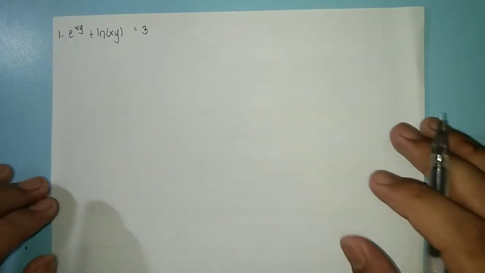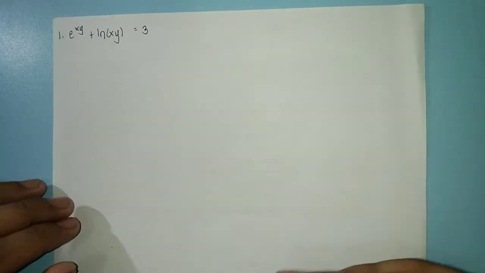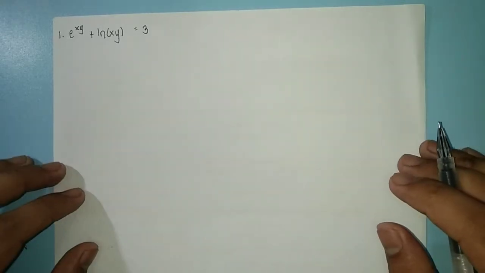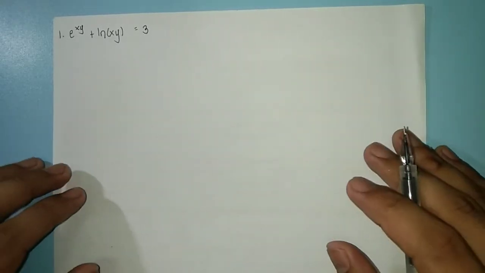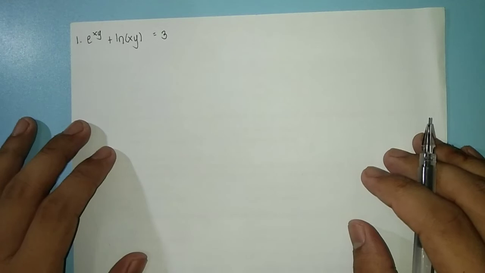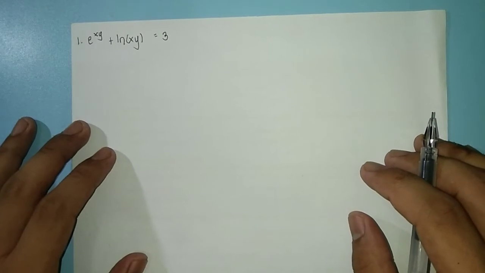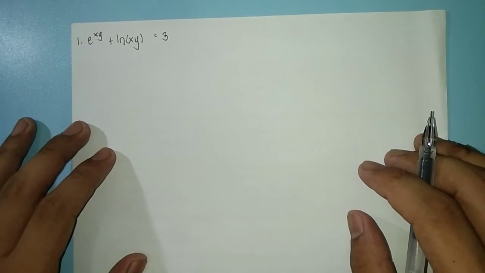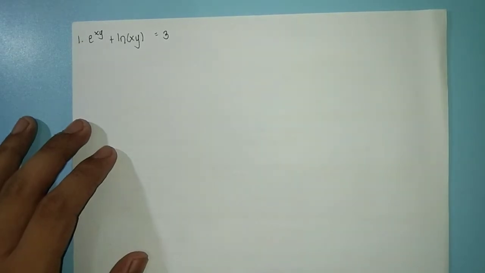In this video, we're going to discuss the derivatives of exponential functions. But here, it's an implicit function naman tayo. So let's have number 1, find the derivative of e raised to xy plus ln xy equals 3.